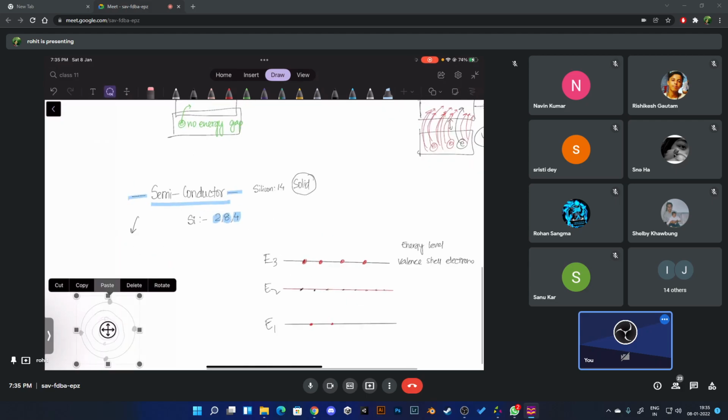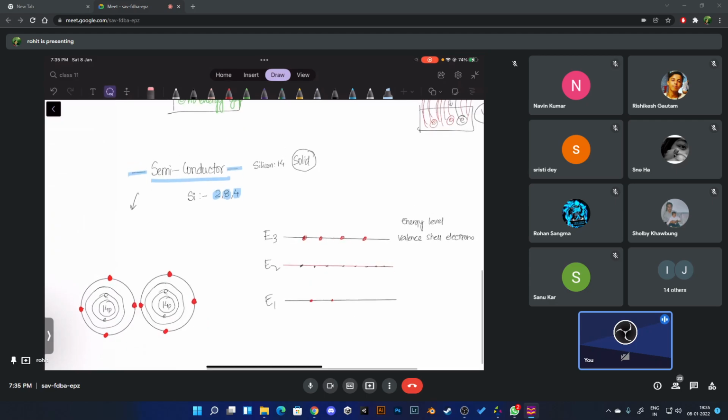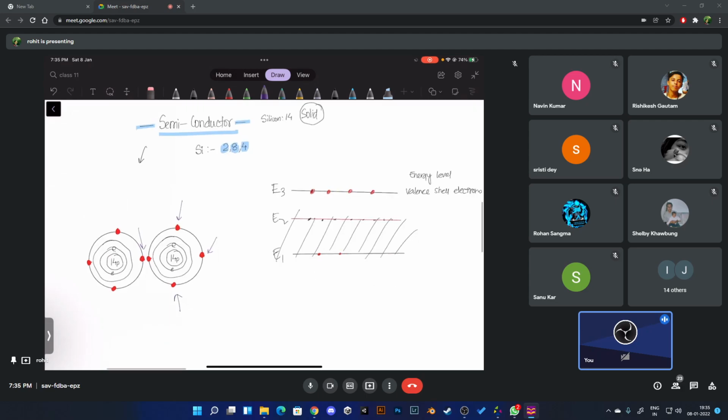So I've taken the second atom. Now you think and tell me. Let's forget about these 2 levels. They are inner electrons. I'm not worried about them. But let's go to these 4 outermost electrons here. This one, this one, this one, and this one. Please tell me, where will they have energy values? E1, E2, or E3? E3. Agree, all of you? In which level will they have energy?